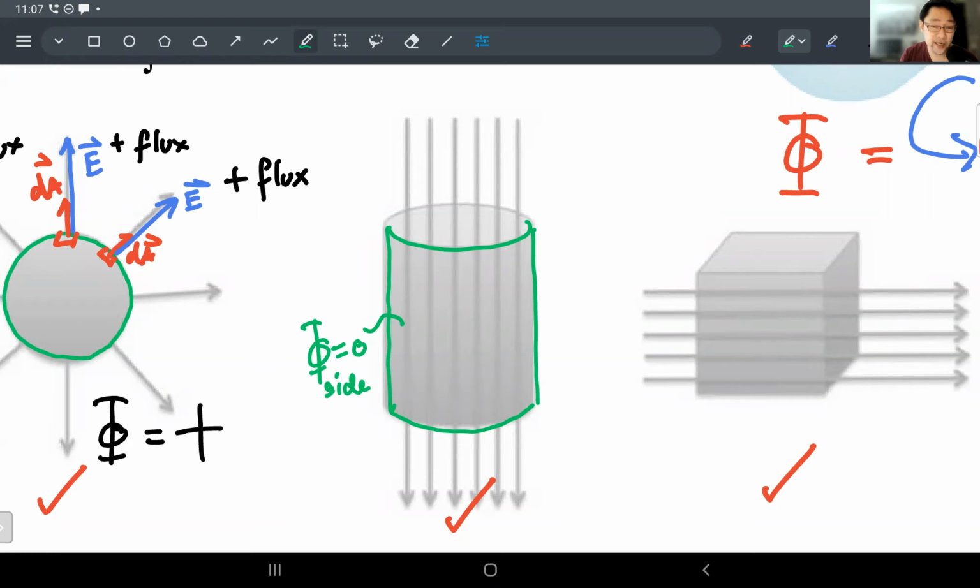What do you think about the net flux on this closed surface, guys? What do you think for the second case? The non-zero flux is supposed to happen on the top surface at least. The top surface is non-zero, and the bottom surface will be non-zero as well. However, if you look at the top surface, the surface area dA on top is pointing up. You guys with me?